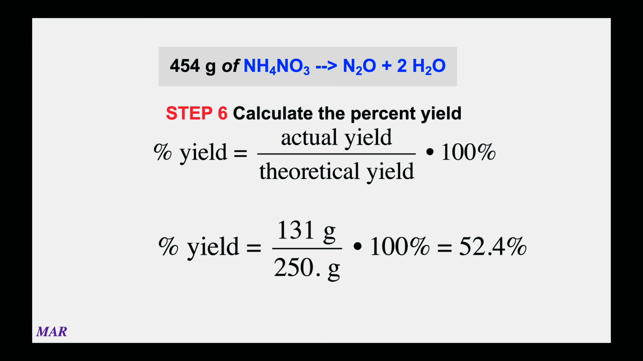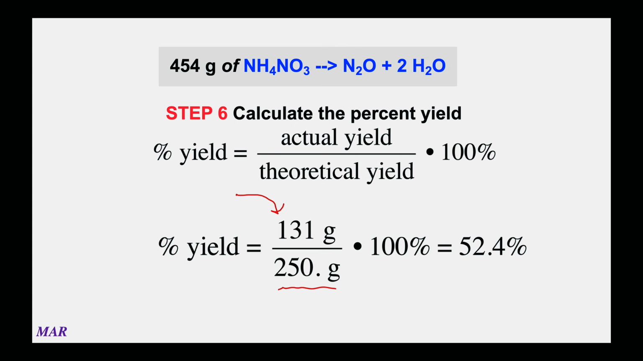So in this example, we should have had 250 grams. And for whatever reason, scientific or otherwise, we only ended up with 131 grams. So the percent yield, actual divided by theoretical times 100, 131 divided by 250 times 100%, this reaction had a 52.4% yield of the dinitrogen monoxide, the N2O. That could be really good. It could be really bad. We don't know enough about the reaction to make those kind of designations.